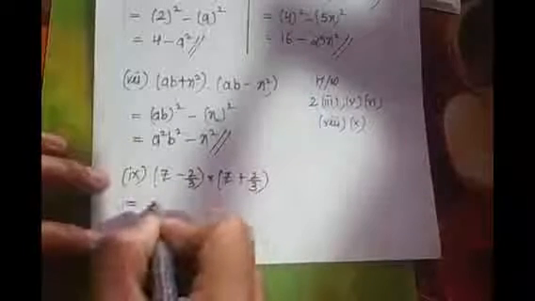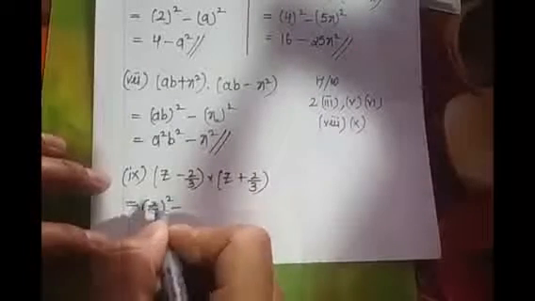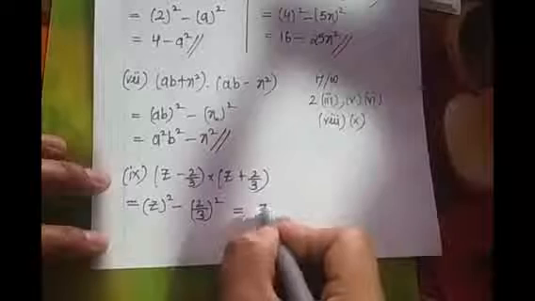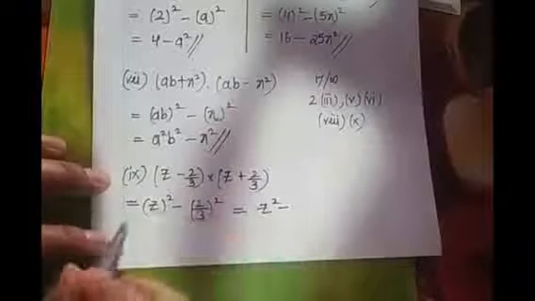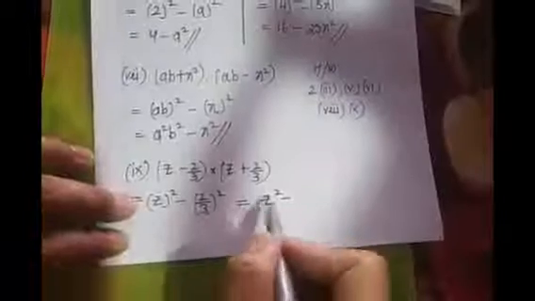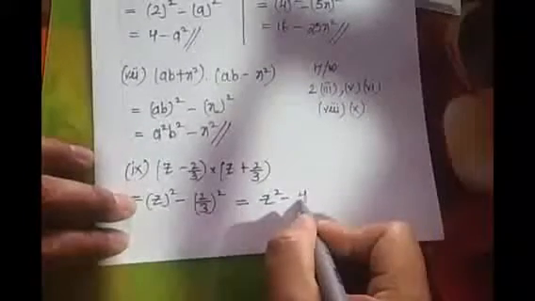So again z² − (2/3)². So when you open the bracket, this is going to be z² minus, now similarly this power 2 is for both the numerator and denominator as well. So what do I get is z² − 2² is 4 and 3² is 9, which is the simplified form.